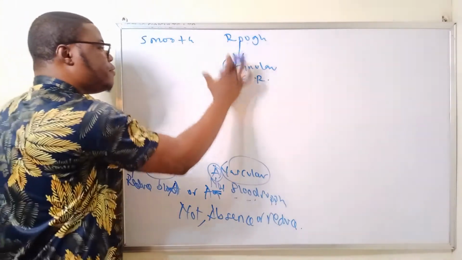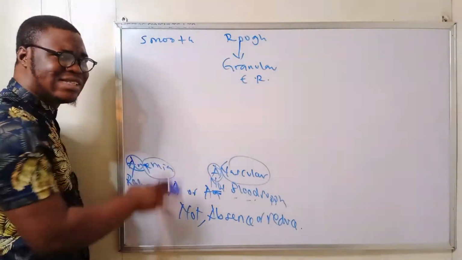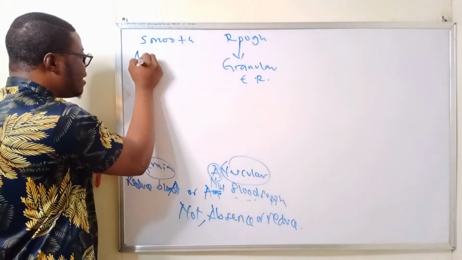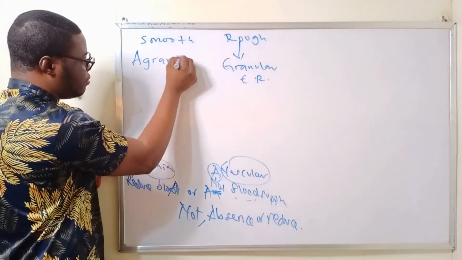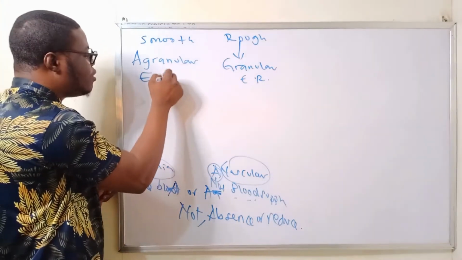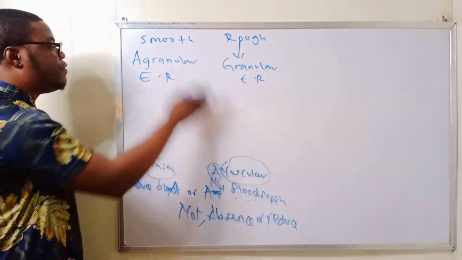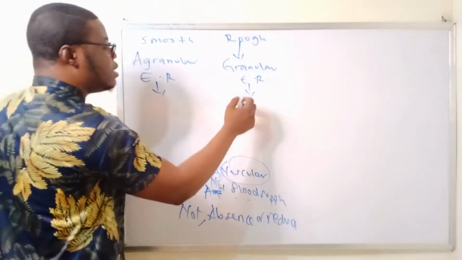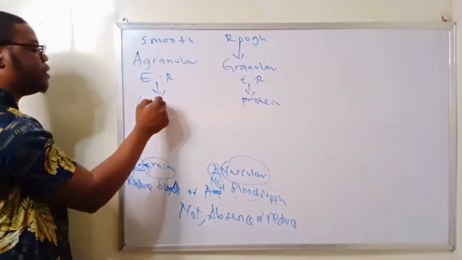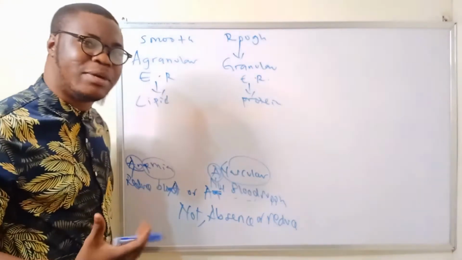So if rough means granular, but smooth is not rough, what will be the other name for smooth now? It will be agranular. So the other name for smooth endoplasmic reticulum is agranular endoplasmic reticulum. So we said the function of rough is to synthesize protein. And the function of the smooth is to synthesize lipid. They have other functions, so we're talking about them as we move on.